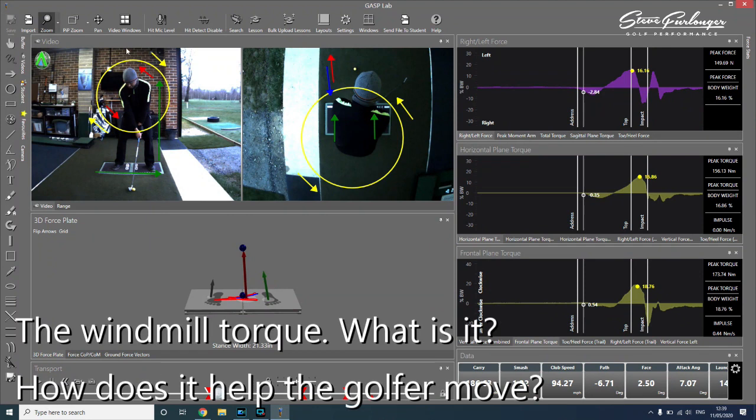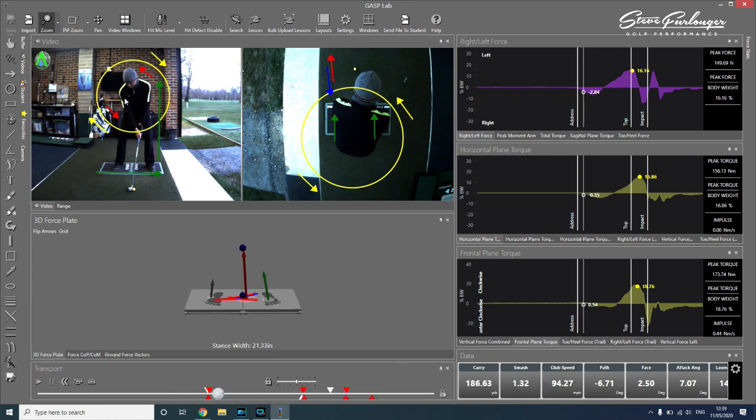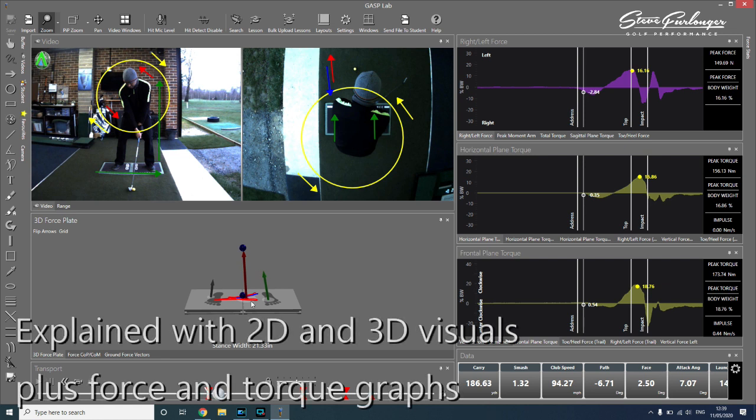Frontal plane torque, the windmill turning, what is it and how does it help the golfer in the backswing? So through 2D visuals here on the left hand side video, 3D plate visuals here with the vectors and the center of mass both in vertical location and then projected down onto the ground, I can show you visually how that windmill is turning and what direction and what is influencing it. And then we've obviously got the graphs over here as well, the frontal plane torque graph on the right hand side.